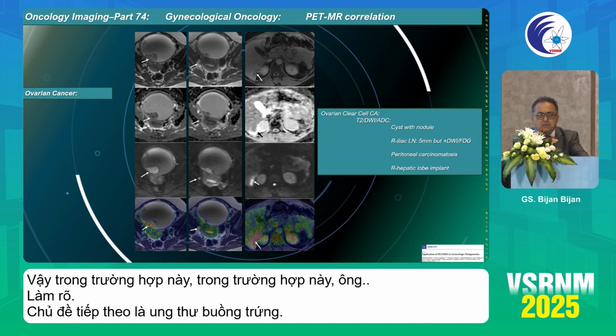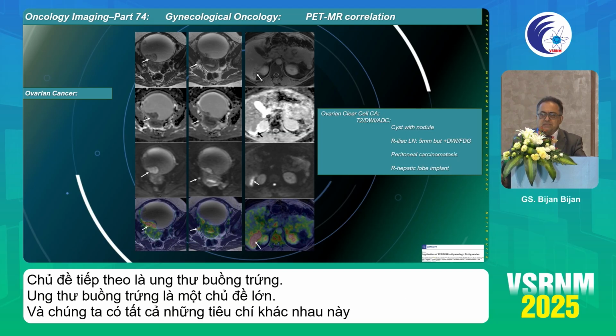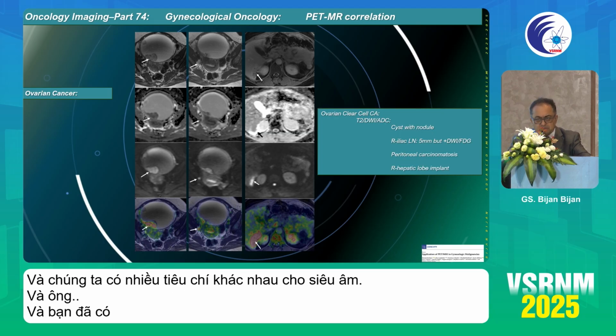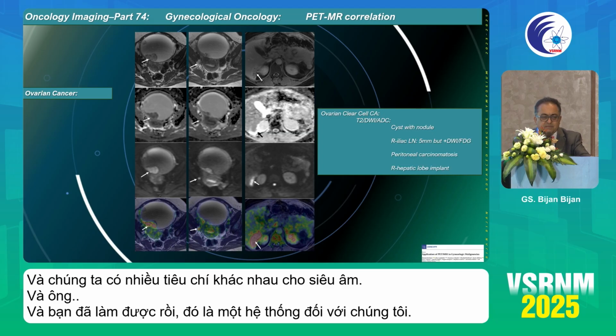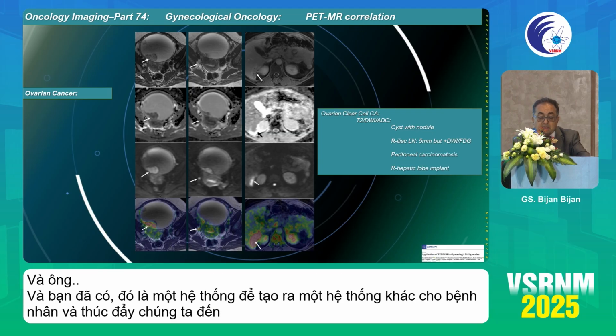Now, the next topic is ovarian cancer. Ovarian cancer is a big topic, and we have all these different criteria for this, for ultrasound and CT and MR, and we have O-RADS, which is a system like BI-RADS, another system for staging to guide us through the classification.